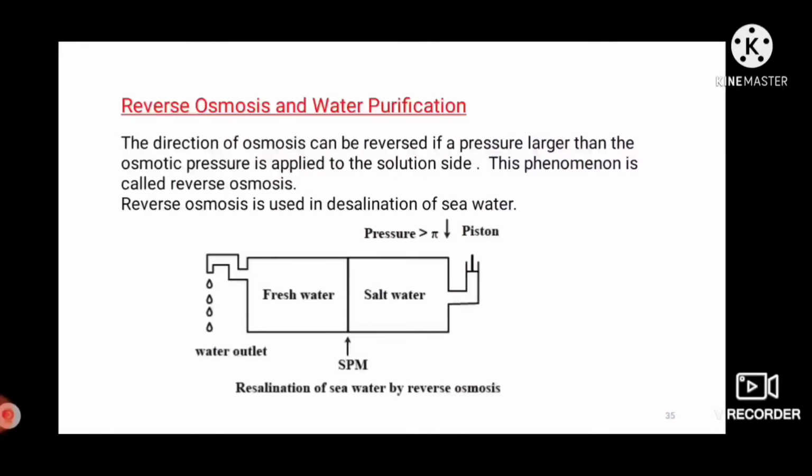Reverse osmosis and water purification. The direction of osmosis can be reversed if a pressure higher than the osmotic pressure is applied on the solution. This is known as reverse osmosis. Pure solvent flows out of the solution through the semi-permeable membrane. Reverse osmosis can also be made to occur from a solution of higher concentration of the solute to that of lower concentration of the solute.